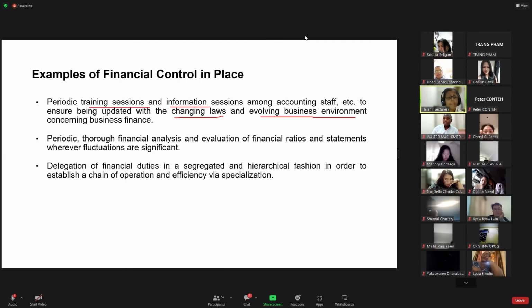So with periodic financial analysis, evaluation of financial ratios and statements, wherever fluctuations are significant, you need to look into those, share information, and provide your staff with the right training. Delegate certain duties to the right people as well, so that the right job is done by the right person.